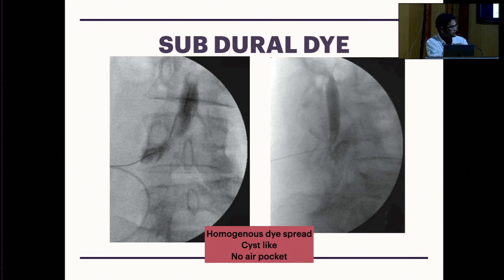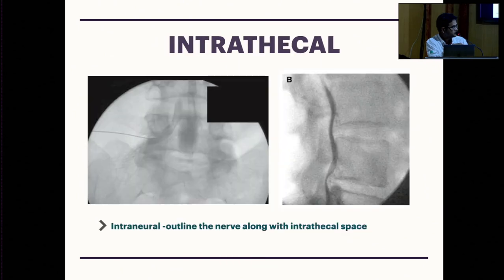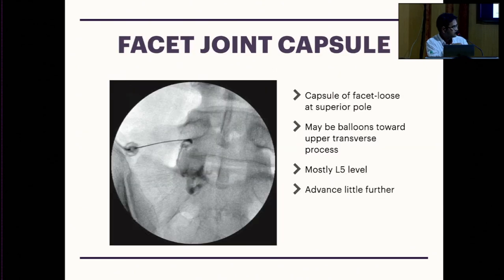Subdural, obviously, in this again there is a chance of subdural dye spread also. In this case the dye is more stick-like in appearance, like this, on the posterior side. The homogeneous spread: in case of the epidural spread, there will be air pockets, but in this case it is homogeneous posteriorly. This is the intrathecal spread. You can see the intraneural injection has been occurring in this case. You can see the ventral thecal sac in this case like this.